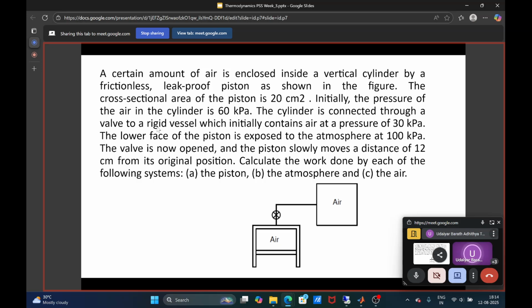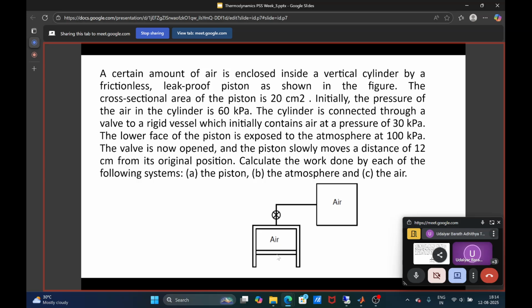the cylinder is connected through a valve to a rigid vessel which initially contains air at a pressure of 30 kilopascal. The air inside the piston is at 60 and inside the reservoir is 30, both lower than the atmospheric pressure. So the atmosphere will try to compress the piston and push the air into the reservoir until it reaches equilibrium. But here they have said that the piston moves a distance of 12 centimeter from its original position, so that much volume of air is being pumped into the reservoir.